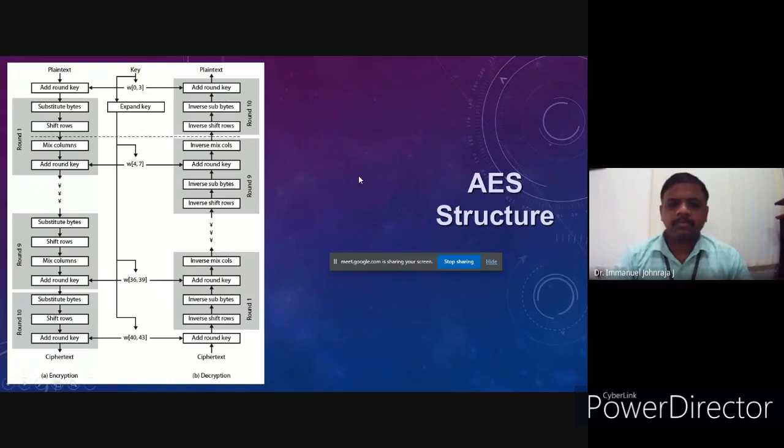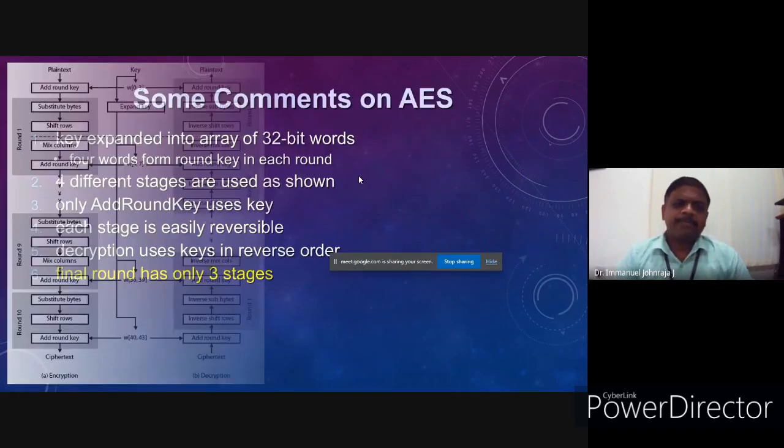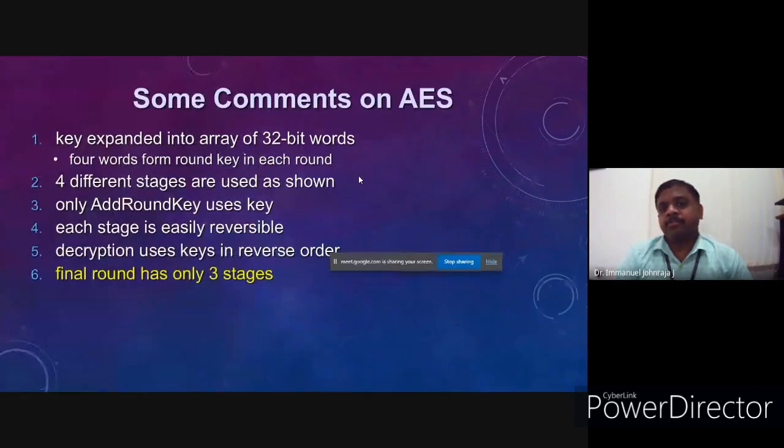So some comments just to know more about it. The key is expanded into an array of 32-bit words, okay, 4 bytes. 4 different stages are used as shown. Only Add Round Key uses the key. Please remember, the key is not given elsewhere. Only the Add Round Key step uses the key, and that is also a simple XOR operation.